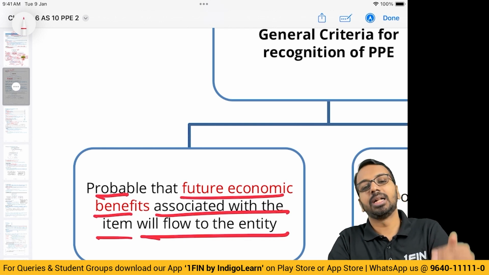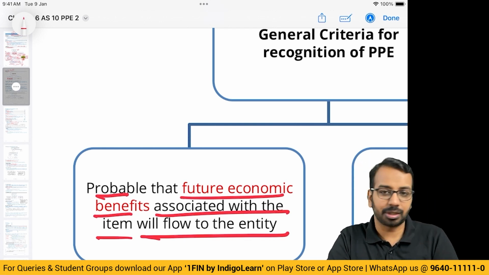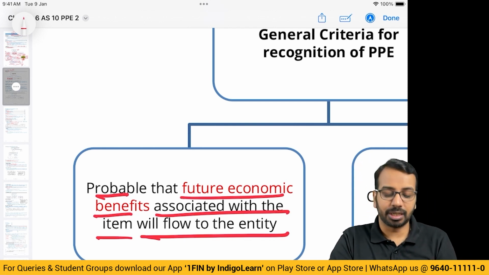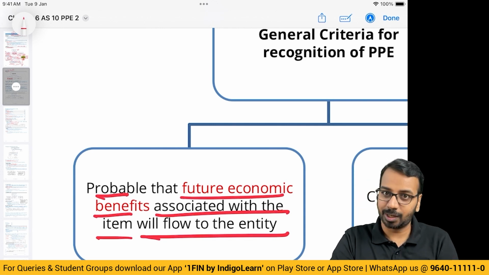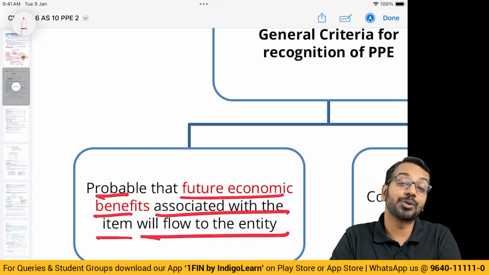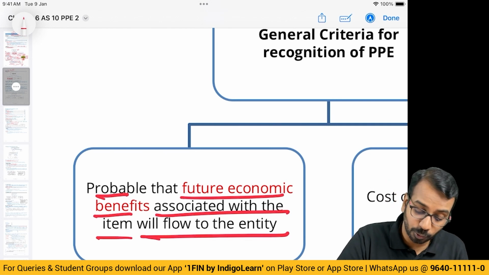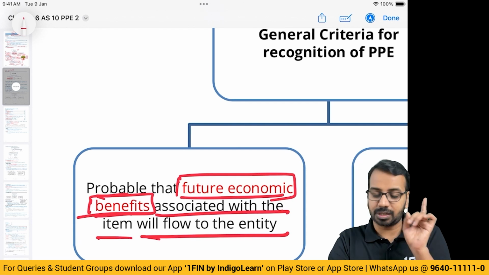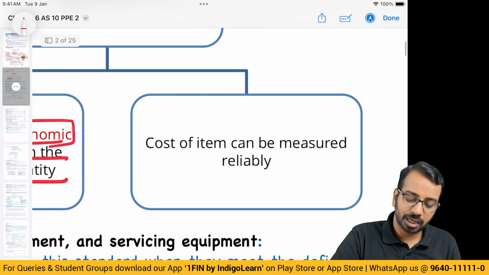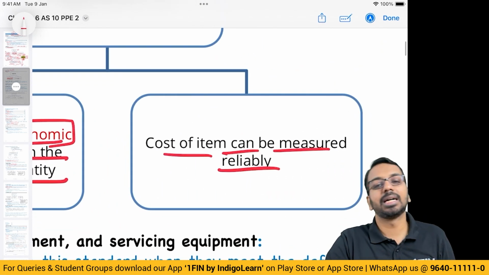For example, if I have a plant and machinery, using that plant and machinery, I will produce goods. Using those goods, I will earn income. So, entity will get future economic benefits. So, by using that, you will get future economic benefits, then you can recognize. So, that is the first condition. Second condition is cost of the item can be measured reliably.